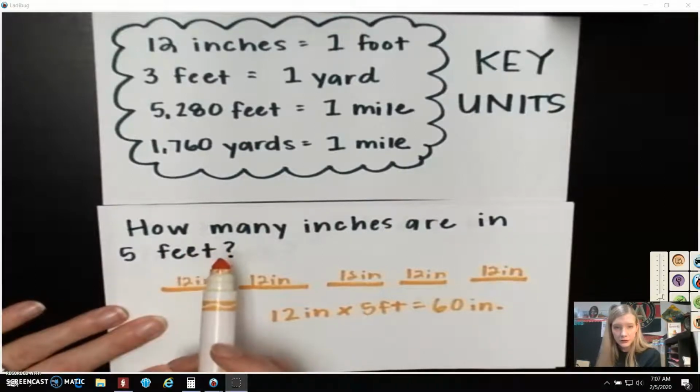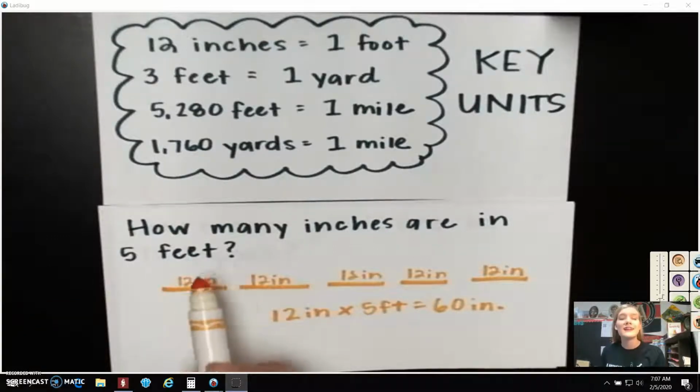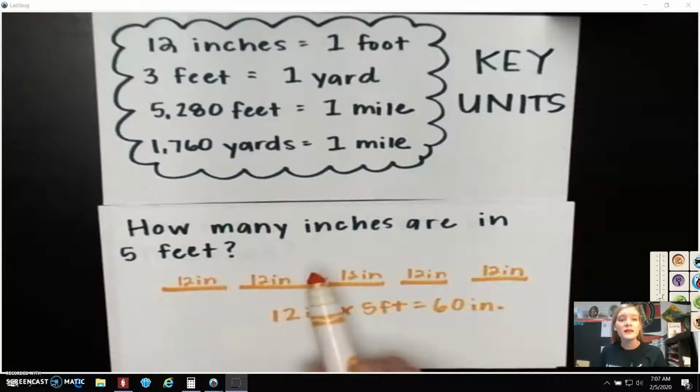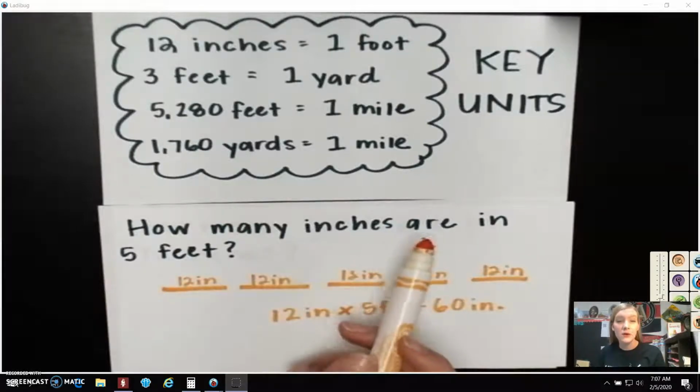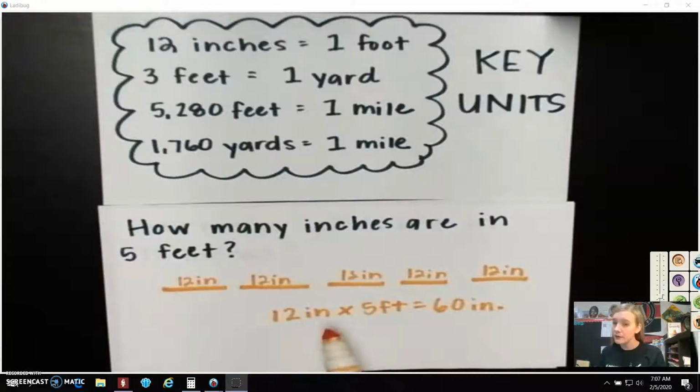These are the types of conversion problems you're going to be asked to do, calculating how many inches are in a certain number of feet. If you're trying to find the number of a smaller unit and you're given the amount of a bigger unit, typically you're going to multiply.